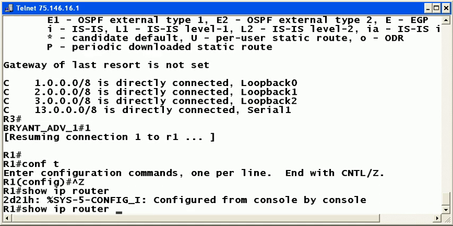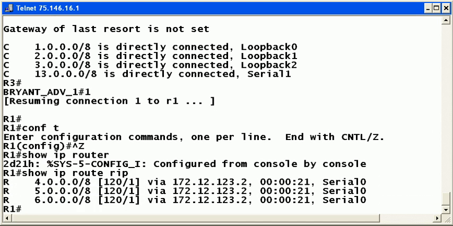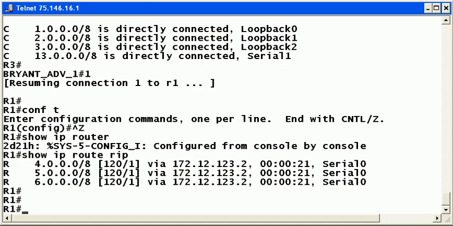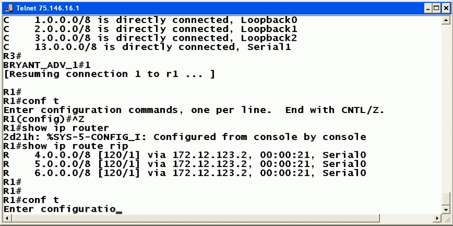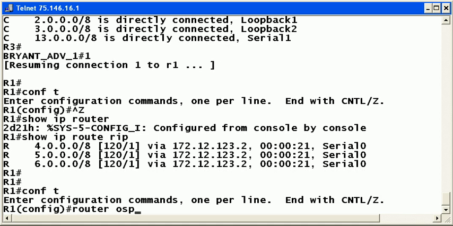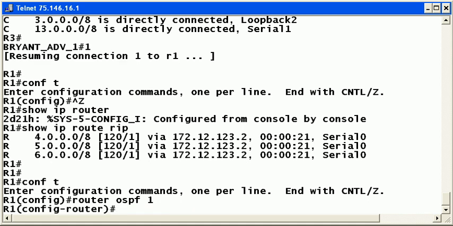Let's take a look at the RIP routing table here on router 1 with show ip route rip. And right there we see the 3 RIP routes that we want to appear on router 3. So what we're going to do is go under the router OSPF 1 process, and we're going to redistribute both the directly connected networks and the RIP networks into OSPF.